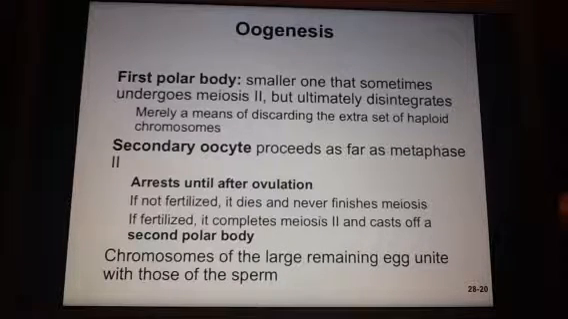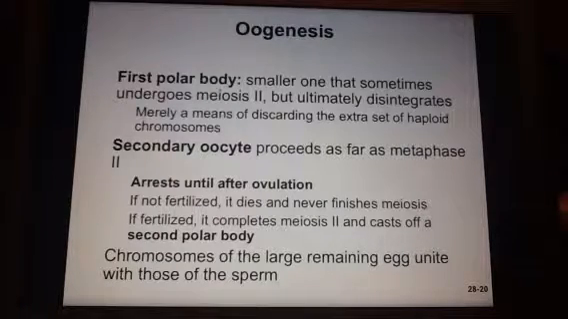Let's go back and talk about the first polar body. Sometimes it undergoes meiosis too, but we don't need to worry about that because ultimately it disintegrates and dies. It's the means of discarding the extra set of haploid chromosomes. The secondary oocyte has to be haploid because when it gets fertilized by the sperm, that's when it's going to go back to a diploid number of chromosomes.